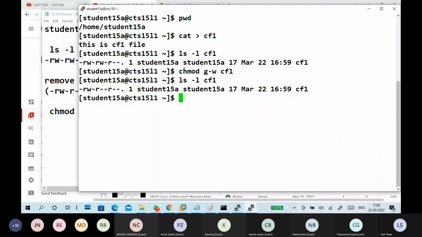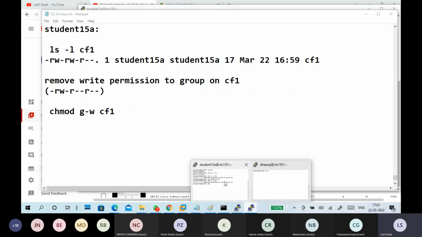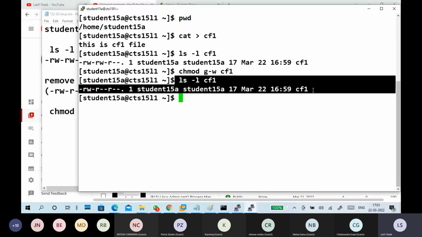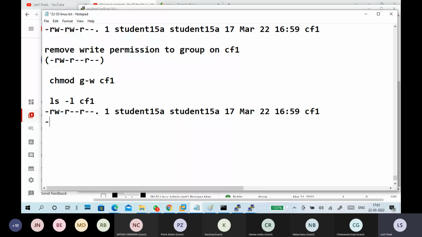Is the w gone or not? Yes, sir, for group and others. So group cannot write and others cannot write. Group can read, and others are able to read the file. Okay, so we got this answer. If you want, you can copy this. So when you do it, always verify.